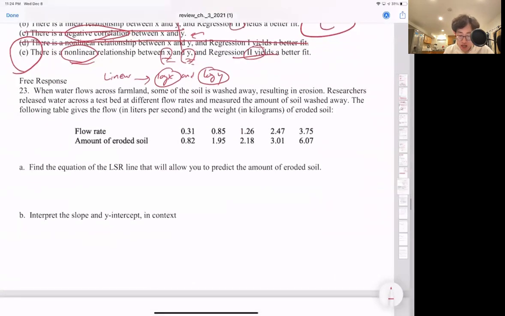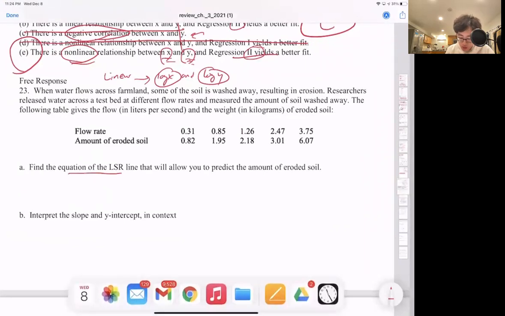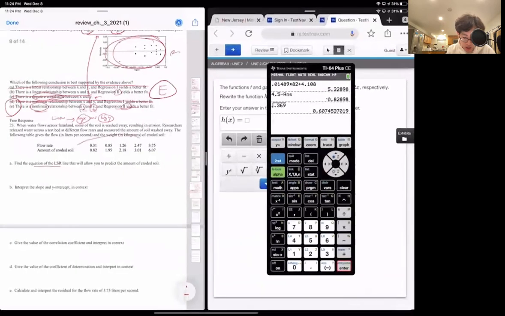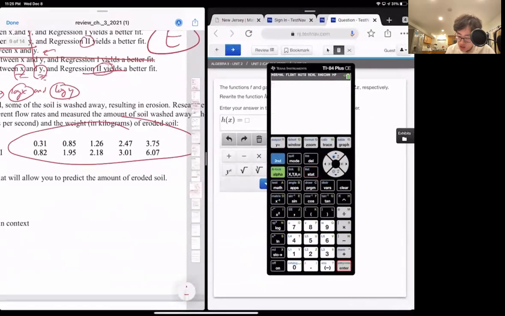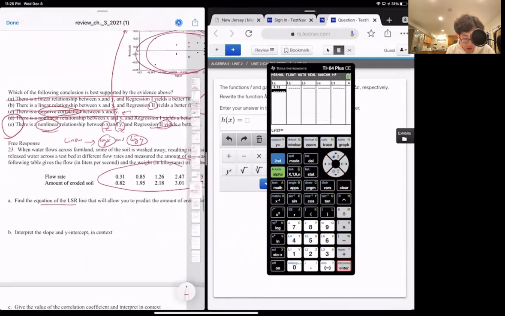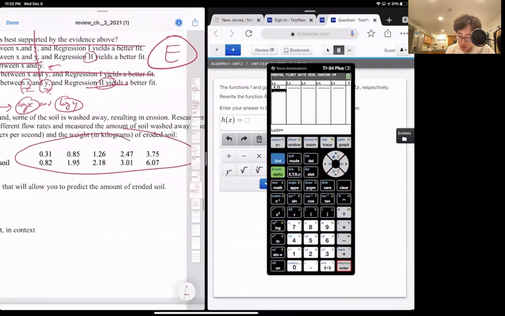All right, so we're down to the last 3 or 4 free response questions. Find the equation of LSRL. It gives me the data points right here, so we're just going to use that. Using the calculator, 0.31 should be flow rate. We want to compare the flow rates and the weight. So 0.31, 0.85, 1.26, 2.47, 3.75. And then list 2 would be 0.82, 1.95, 2.18, 3.01, and 6.07.